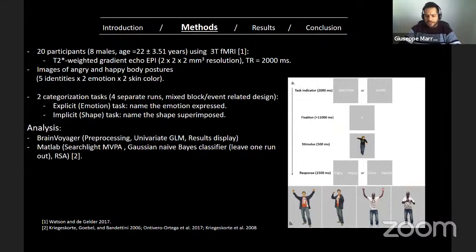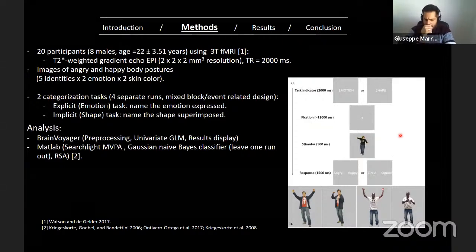Our experiment comprised 2 categorization tasks over 4 separate runs. Each run consisted of a presentation of an emotion block, as you can see here, and a shape block. During the emotion block, the participants judged whether the emotion expressed was anger or happiness, here at the bottom. And during the shape block, participants judged whether the shape which was superimposed on the body was a circle or a square.